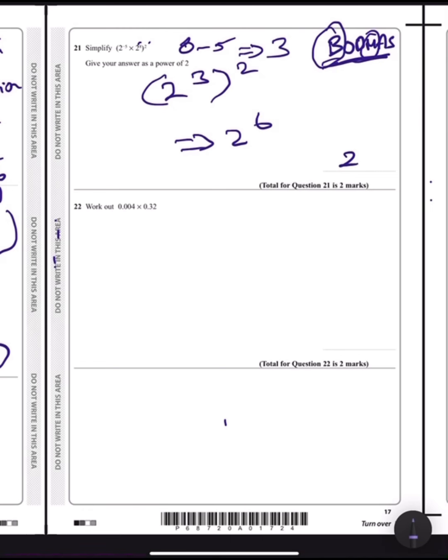And then after that, because there was an inside bracket and an outside bracket, there is a rule to multiply the powers. So we did 3 into 2 in the powers, which gives us 2 to the power of 6, and that is your answer, and that's how you will earn 2 marks.